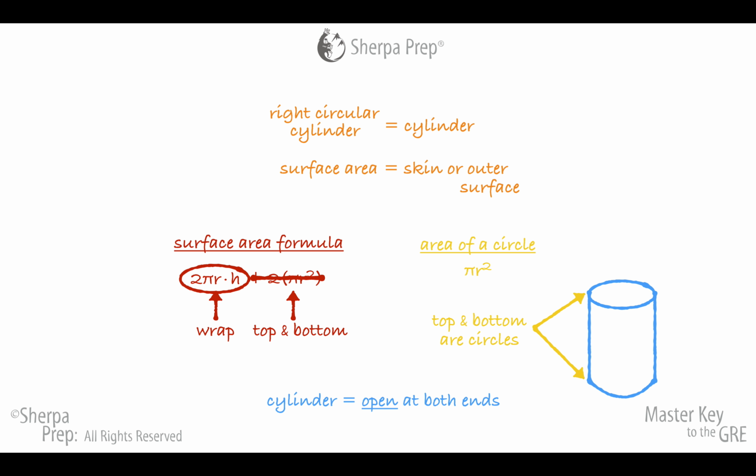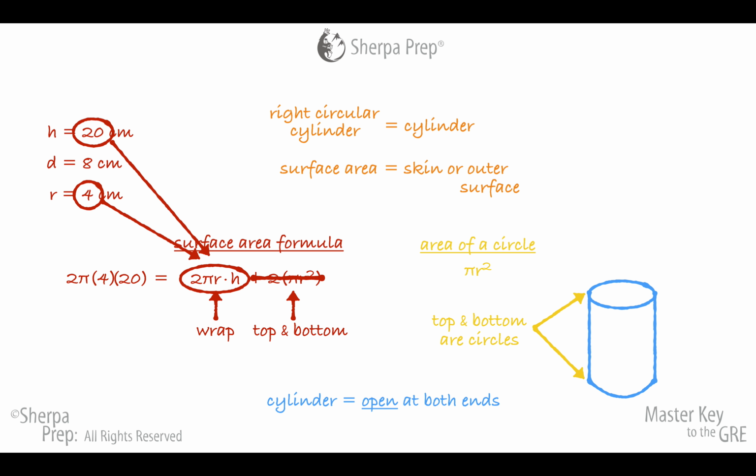Now the height is 20 centimeters. The diameter is 8 centimeters. We know diameter is twice the radius, so the radius of this cylinder is 4 centimeters. And with this information, we can now solve the problem by plugging it into the formula. Remember, radius is 4, height is 20. We're going to get 2 pi times 4 times 20. In terms of the arithmetic, 4 times 20 is 80, and 80 times 2 is 160. In other words, we have an answer of 160 pi.